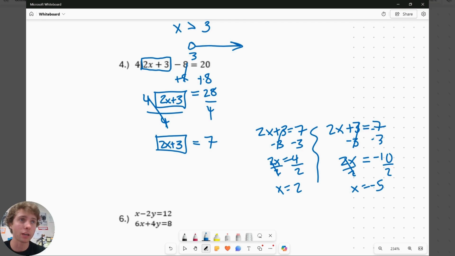Okay, so strategy there, put a box around the absolute value, move everything from the outside of it. Once that box is by itself, where that arrow is pointing, then you separate to two equations. Remember, absolute value is a measurement of distance. So we're saying the distance from 0 is 7. There's two values that are 7 units from 0, which is positive 7 and negative 7, which is what we are showing in our work.